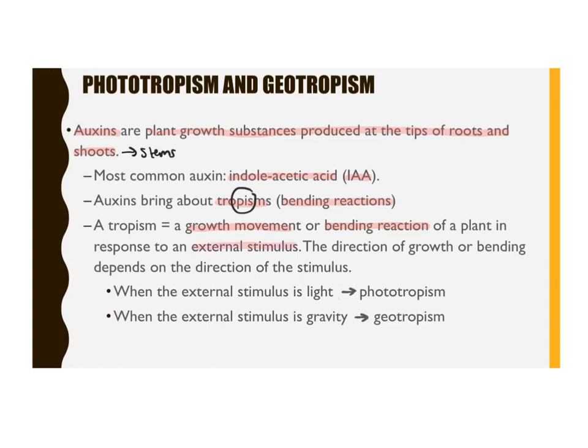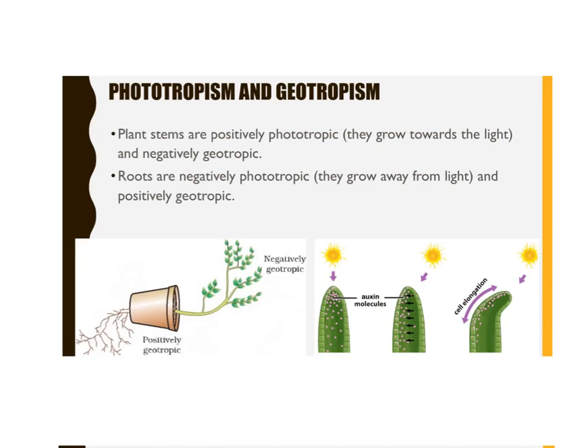Now, there are two stimuli that we can deal with. We have the stimulus of light and the stimulus of gravity. If the bending reaction is in response to light, we call it a phototropism. If it is in response to gravity, we call it a geotropism. So we look at stems of a plant, so everything that's above ground, being positively phototropic, meaning they grow towards the light, obviously because they want the branches to be near the sunlight. And the stems are negatively geotropic, meaning they grow against gravity because they're growing upwards.